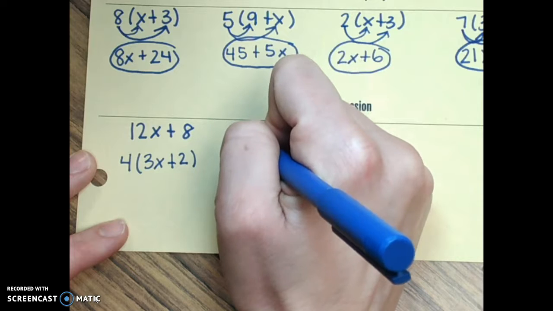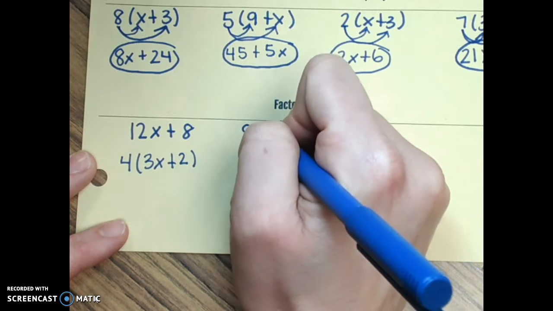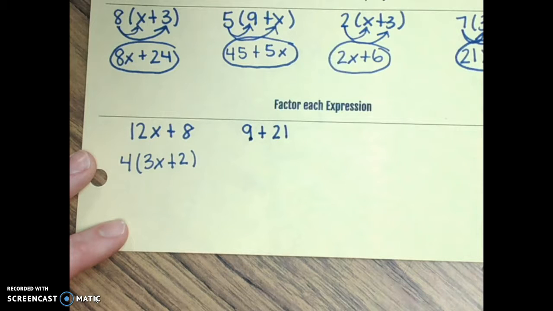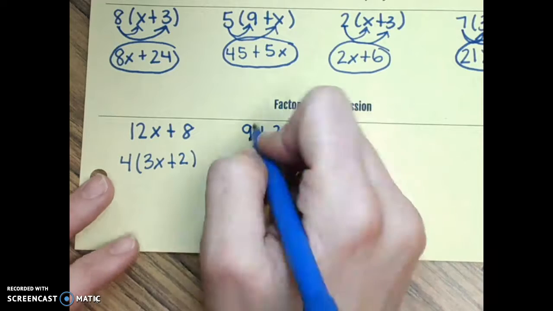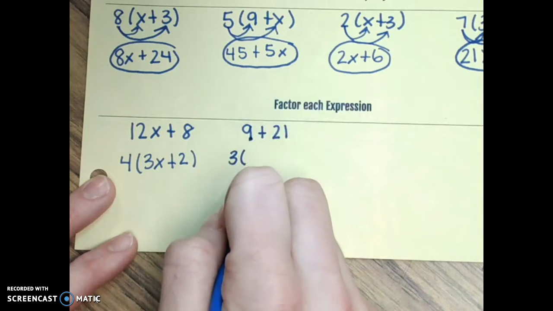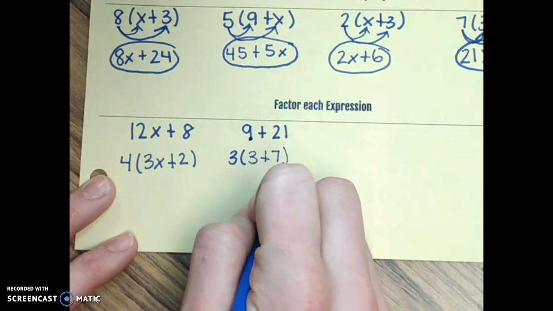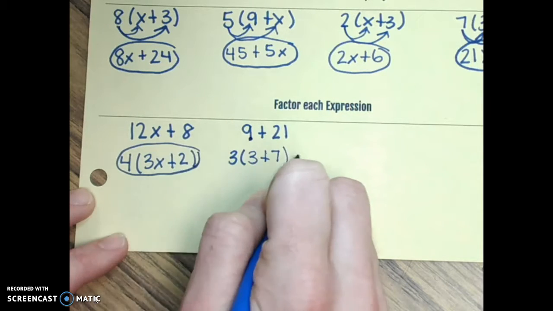Our next one we're going to factor is 9 plus 21. This one doesn't have a variable in it, but we can still do it. A number that goes into both 9 and 21 is 3. And 3 times 3 is 9. And 3 times 7 is 21. Okay, we're going to do 2 more.